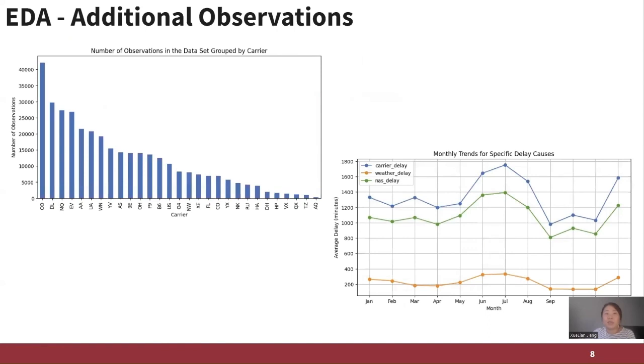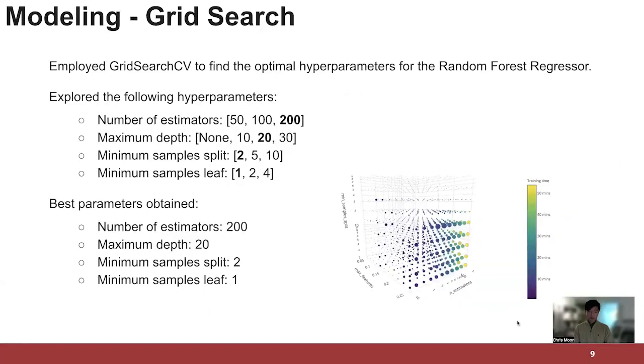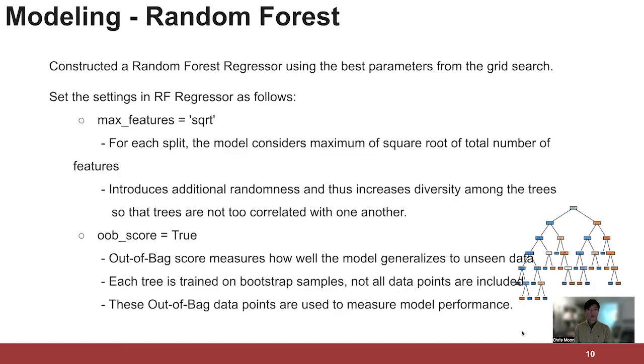Here we see which airlines have the most observations and monthly trends for the different delay causes, which seem to follow a similar pattern. For our baseline model, we chose a random forest model. Before actually modeling, we used grid search to find the optimal hyperparameters for the model. We explored the following hyperparameters, and then the best parameters were obtained as such. And for the random forest model, we set the settings as follows.